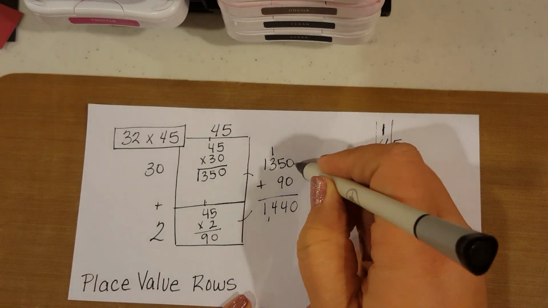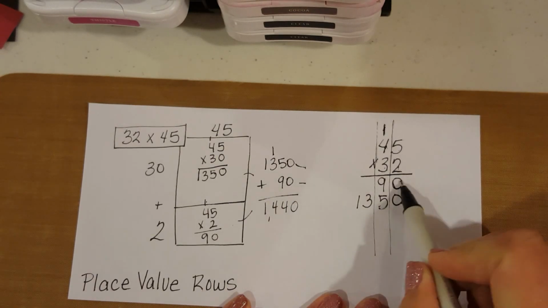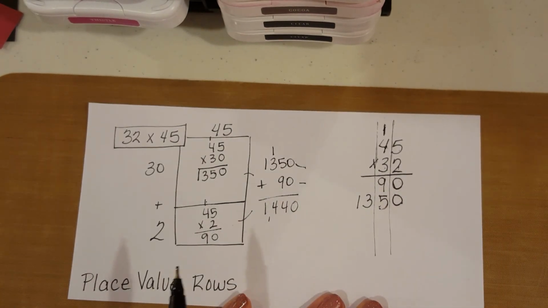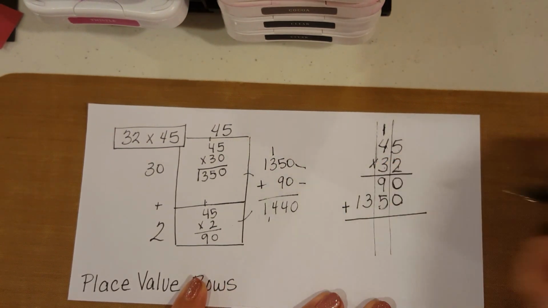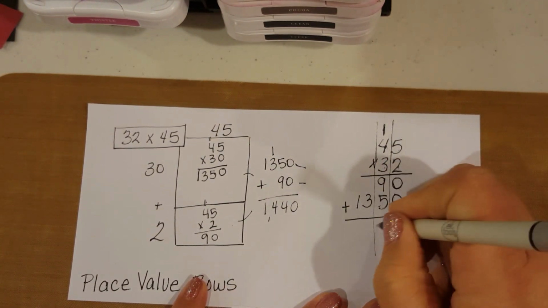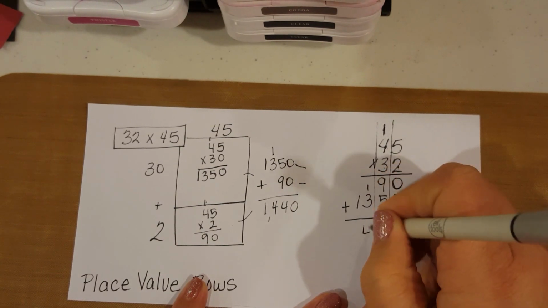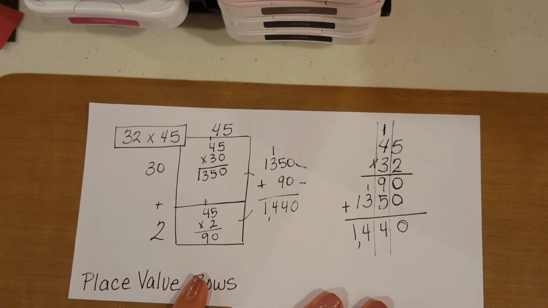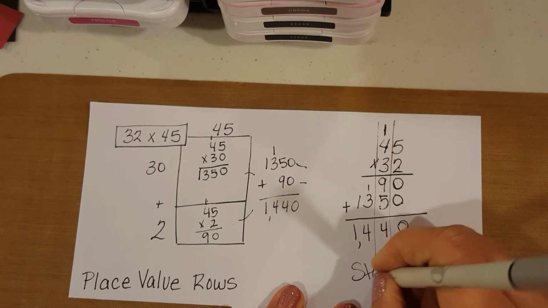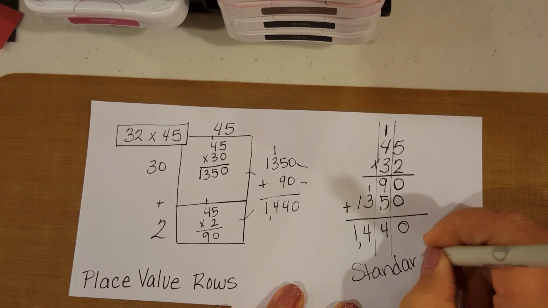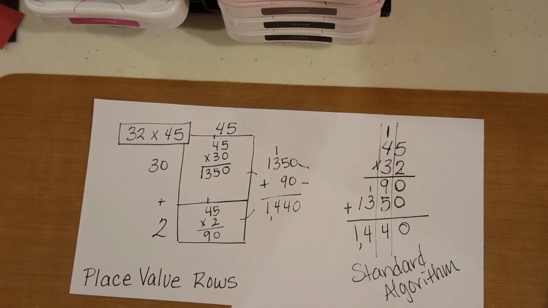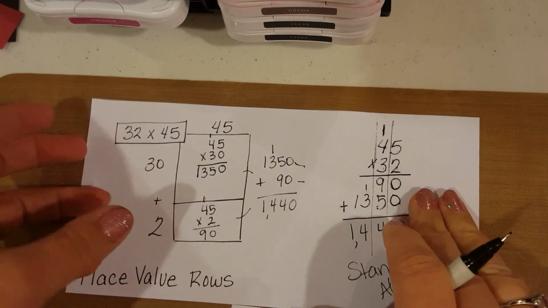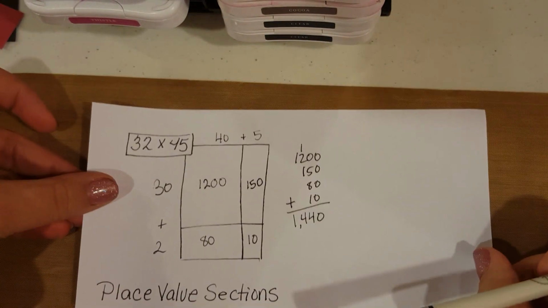So here you'll notice these are the same partial products I got in my other place value rows method. Now the final step is to add my partial products, and again I'm going to get 1,440. So there you have it, a refresher on the standard algorithm and the place value rows and the place value sections.